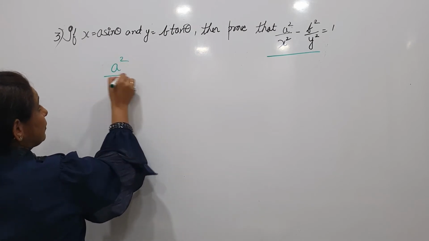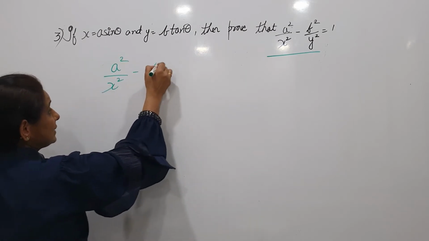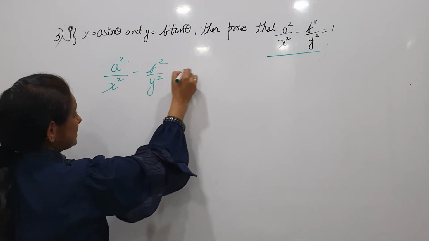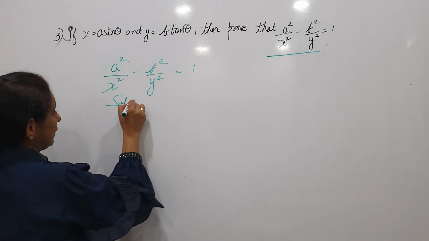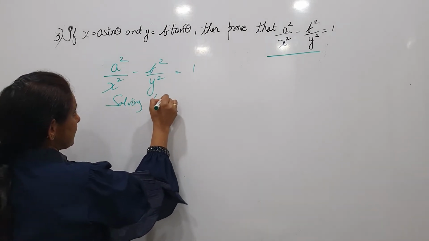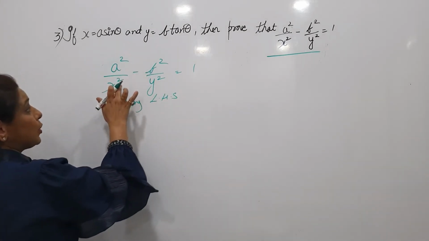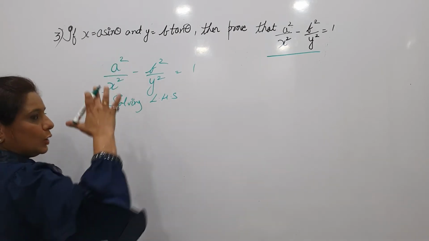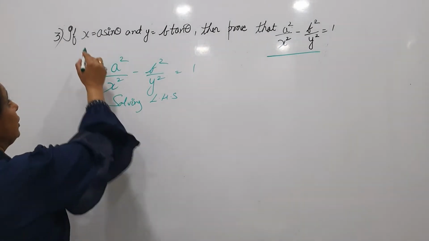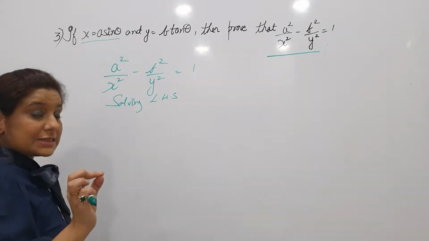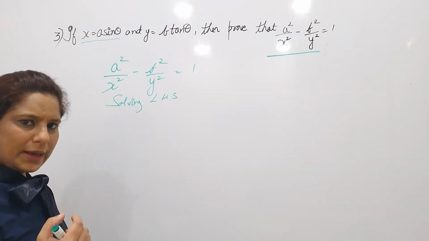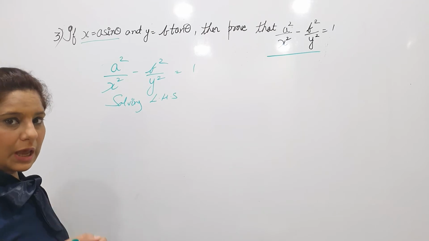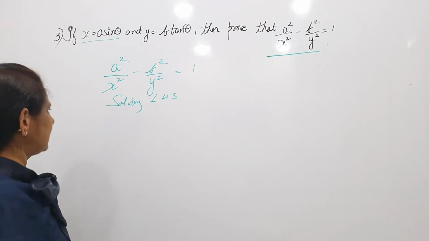a square upon x square minus b square upon y square is equal to 1. So हम लेफ्ट हैंड साइड से स्टार्ट करेंगे. We'll write solving LHS: a square upon x square. a square की वैल्यू हमें नहीं पता है, but we know the value of x. If x is equal to a sine theta, then what will be the value of x square? X square will be a square sine square theta.